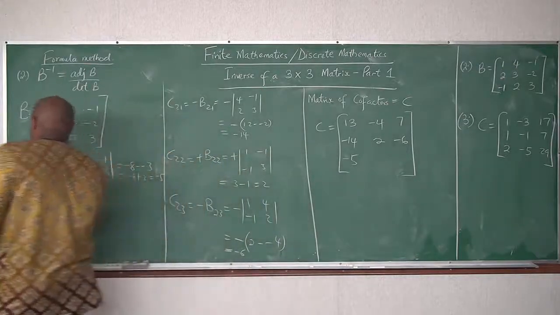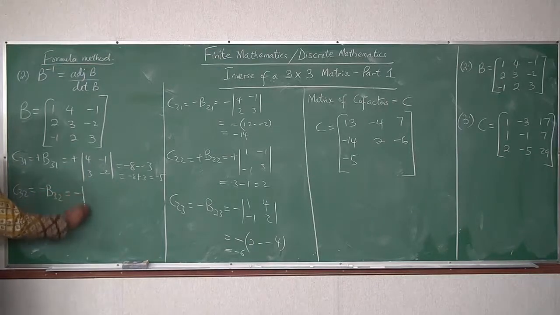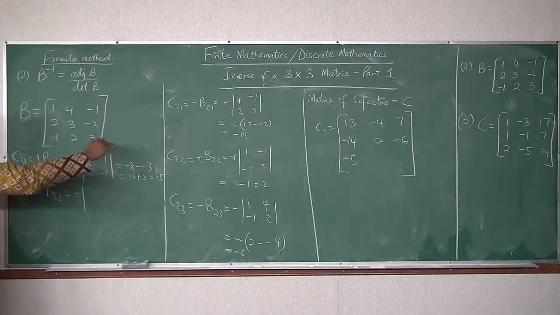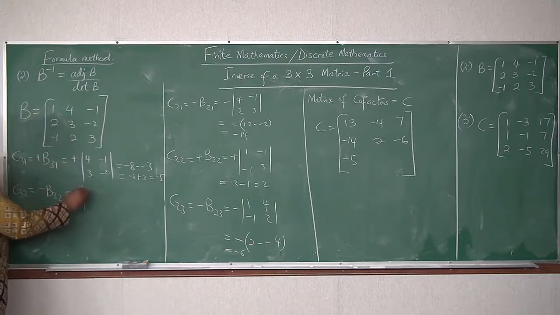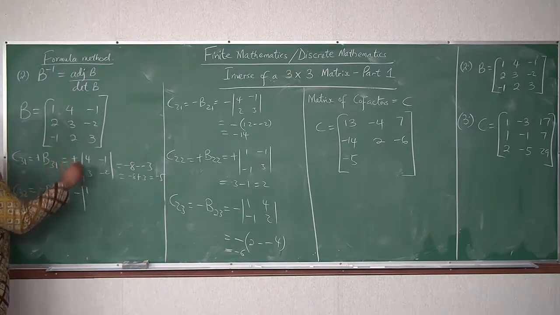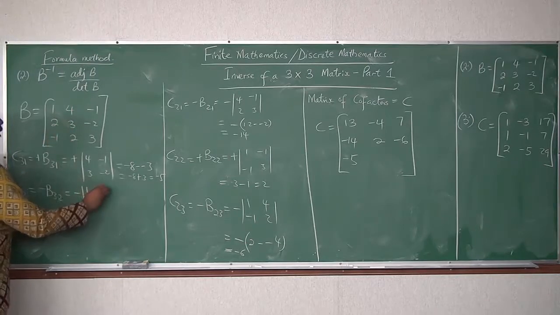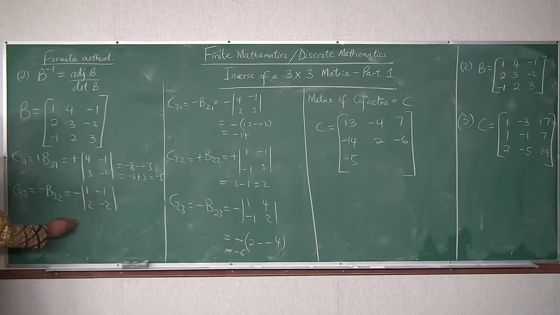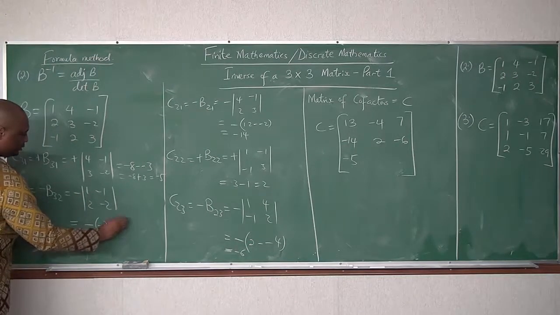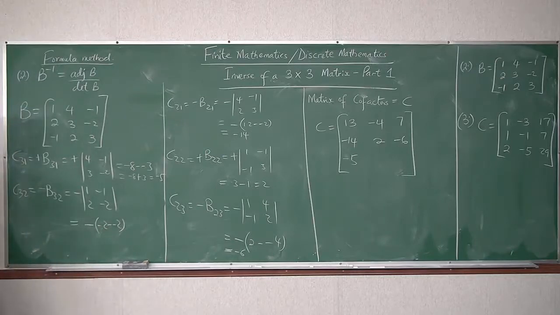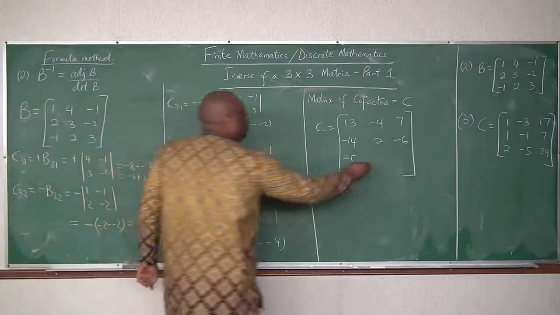Then C32 will give us minus B32, which is minus determinant. Okay, so what will it be? 1, 2, 1, 2, negative 1, negative 2. And that will be minus this negative 2, minus, minus 2. Minus 2 plus 2 is 0, so this is 0.